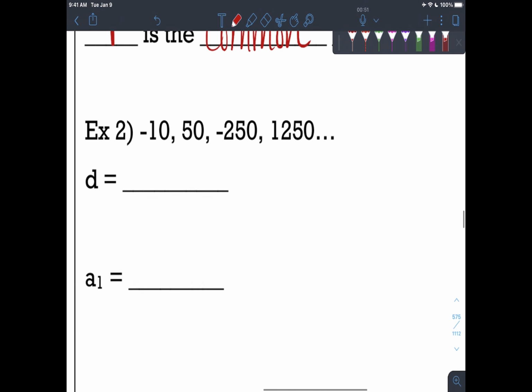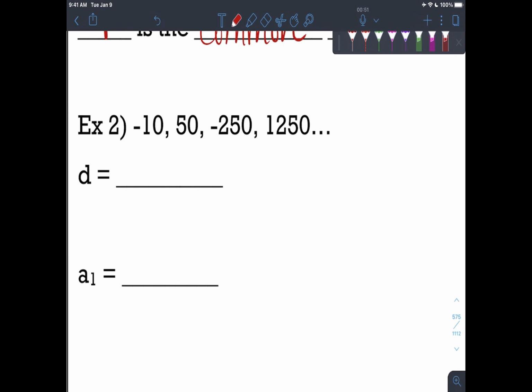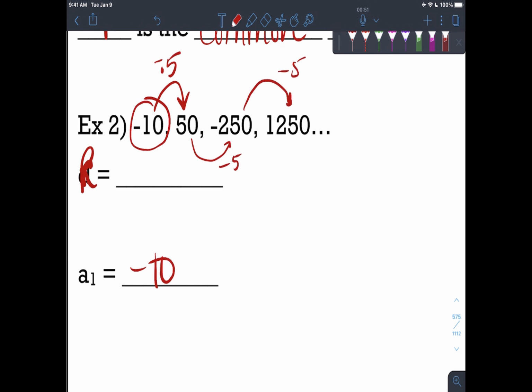So, very first thing I do is identify my first term, negative 10. So I have a1. Now I want to find my r value, not my d, r value. That's a mistake. So I'm going to say, all right, how did I get from negative 10 to positive 50? Multiplied by negative 5? And it looks like that pattern holds up. So my r value is negative 5. Now I can go ahead and compose my equation.